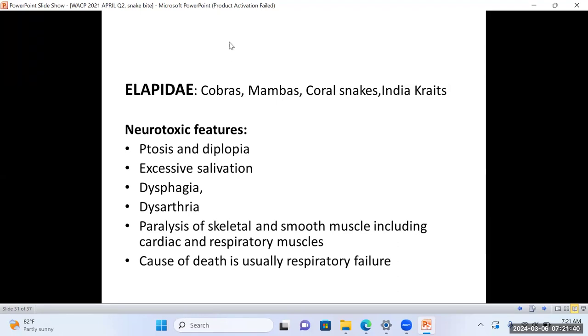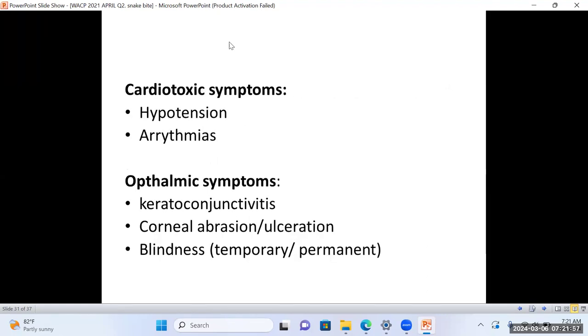For the Elapidae, they are predominantly neurotoxic. So they have the neurotoxin 1. Examples of the Elapidae are the cobras, the mambas, coral snakes, the Indian kraits. Now for the neurotoxic features, they are as listed, just for time's sake. They also have cytotoxic symptoms, because they can affect the cardiac muscles too and result in arrhythmias, hypotension, then ophthalmic symptoms, especially when there is spitting in the eyes. It can cause keratoconjunctivitis, corneal abrasion, blindness.